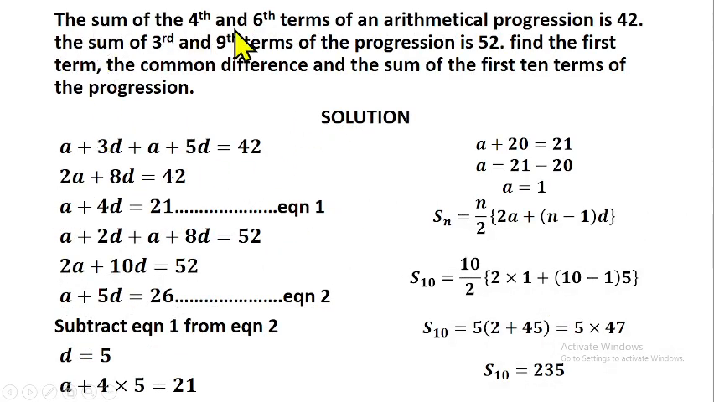The sum of the fourth and the sixth terms of an arithmetic progression is 42. Interesting question. It's very simple. You are summing the fourth term and the sixth term together, and the answer is 42. What is the fourth term of an AP? a plus 3d. Plus, what is the sixth term of an AP? a plus 5d, equals 42.